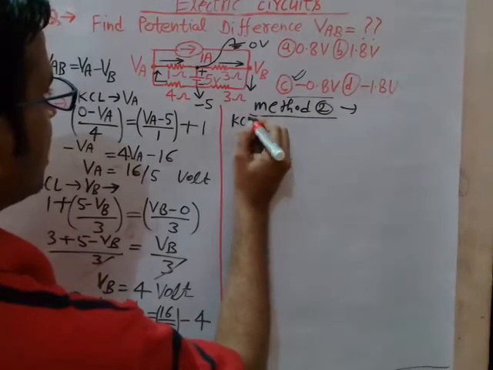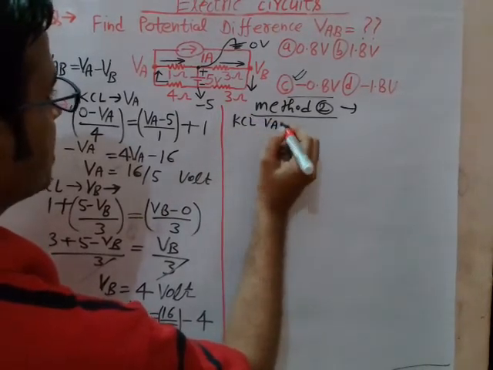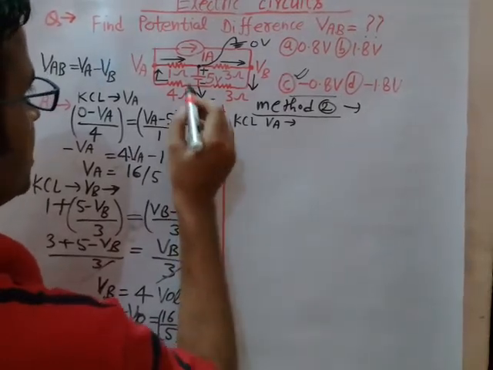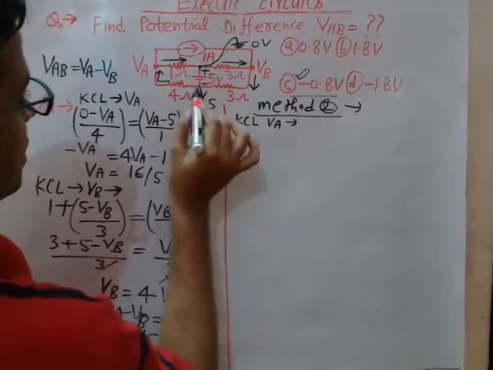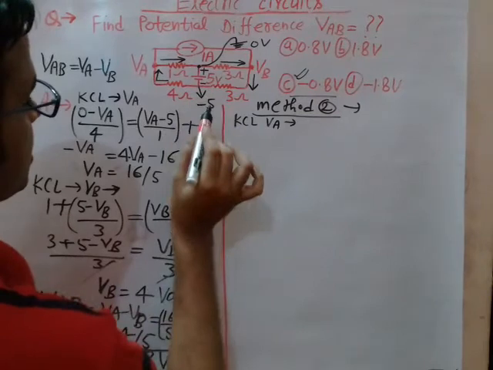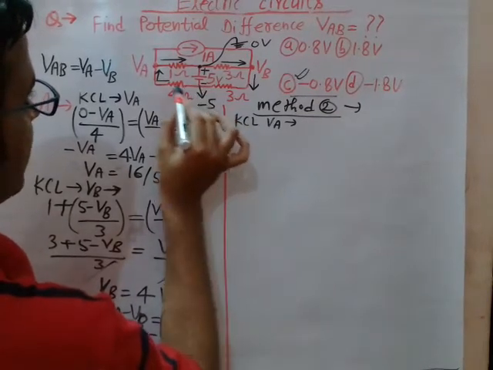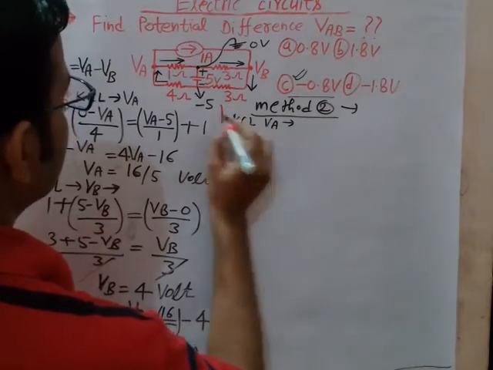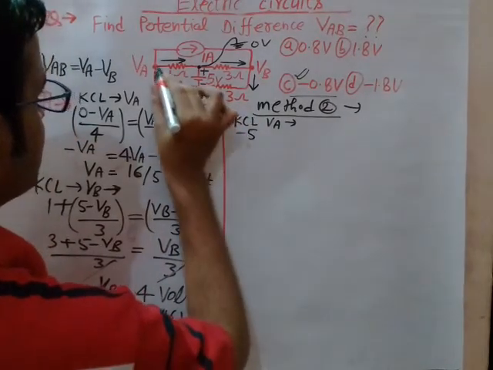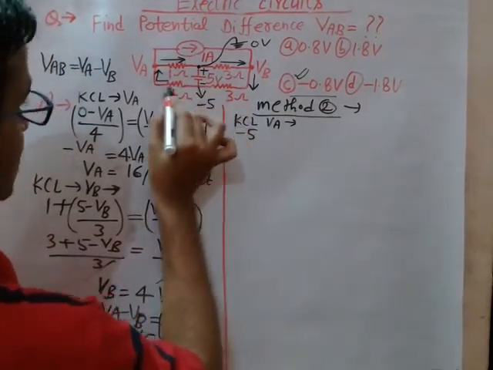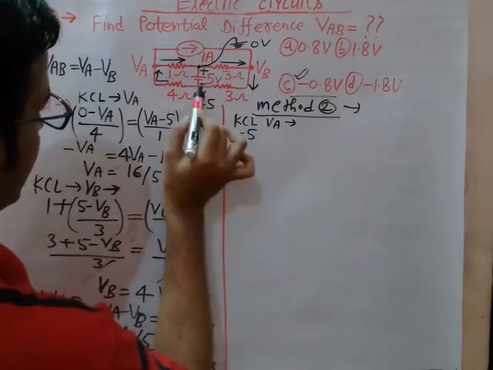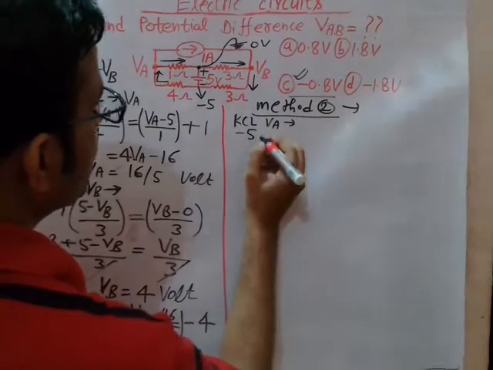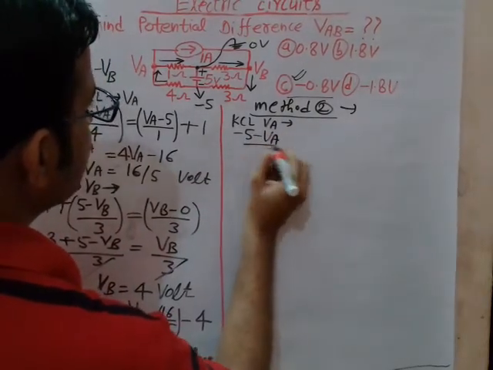Repeat the same calculation. Apply Kirchhoff's current law at this node VA. When you write KCL at this node, suppose the direction of current is like this, right? So you write -5, this potential is -5, this is VA. You are choosing this direction of current, so you will write (-5 minus VA) divided by 4.